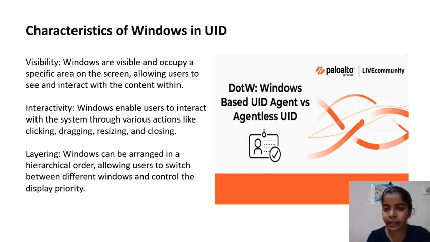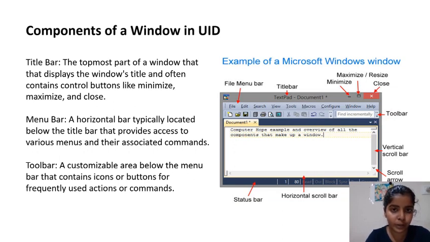We'll go to the next slide, that is components of windows in UID. Here the title bar, the menu bar and the toolbar play the main role. The title bar is the topmost part of the window that displays the window's title and often contains the control buttons like minimize, maximize and close. The menu bar is the horizontal bar typically located below the title bar that provides access to various menus and their associated commands. The third one is the toolbar, which plays the most important role. It is a customizable area below the menu bar that contains the icons and the buttons for frequently used actions or commands.